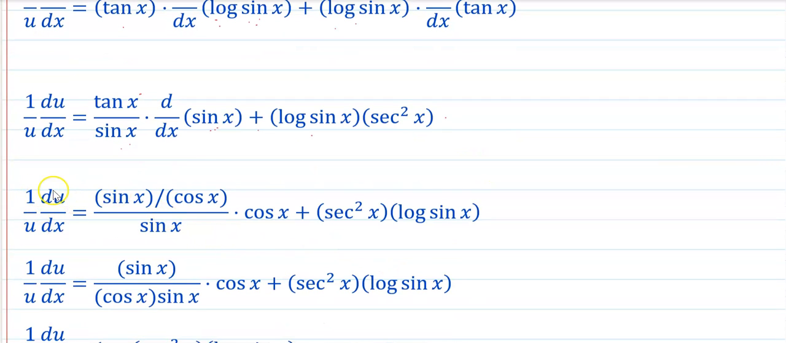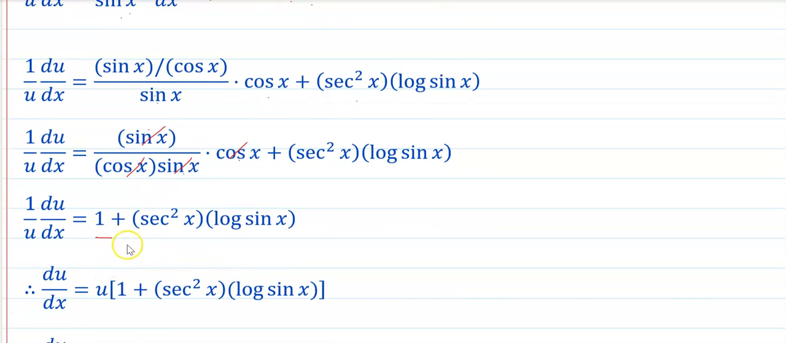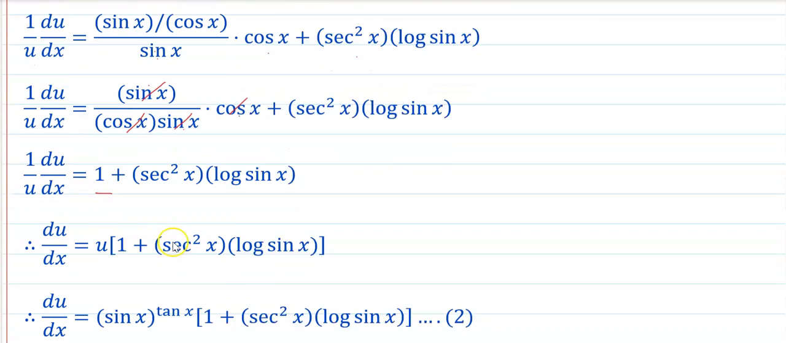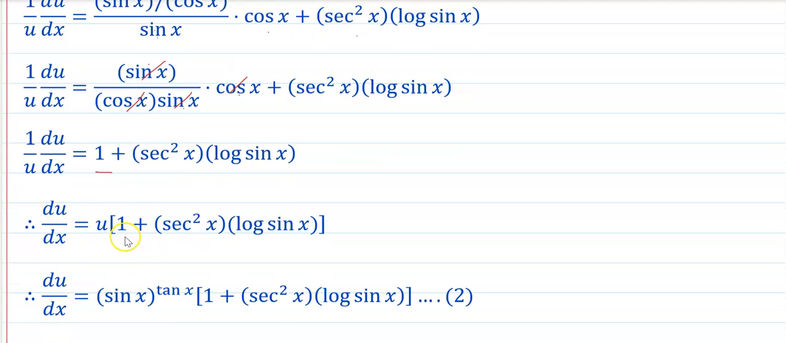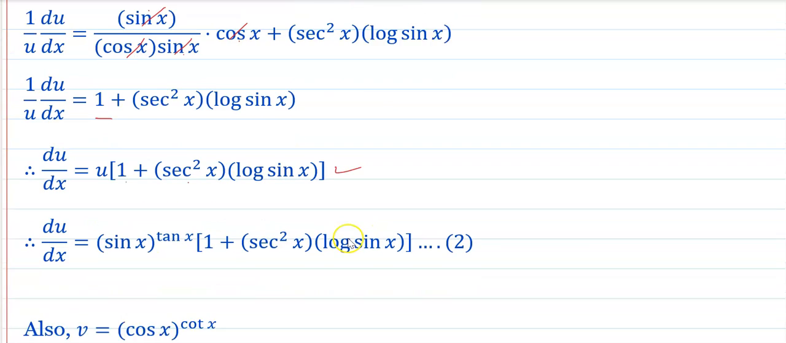Okay, and therefore 1 upon u into du by dx. हा tan म्हणजे काय? तर sin x upon cos x आणि हा sin x as it is. d/dx of sin x इथे cos x आला plus log of sin x into sec square x. Next, this sin x हा नंतर हा cos इथे खाली आला into sin x into cos x. What will happen here? Sin and sin get cancelled. This cos will get cancelled and overall you will get 1 here. That is 1 plus sec square x into log of sin x. Therefore du by dx is equal to u times in bracket 1 plus sec square x into log of sin x. This is your du by dx.